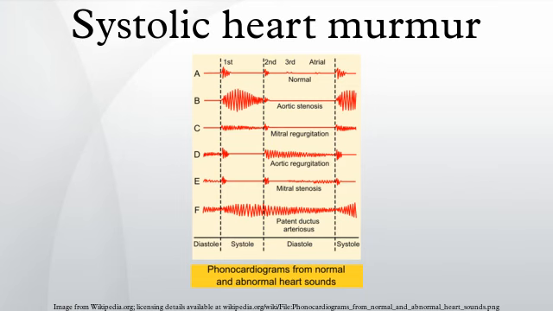Holosystolic murmurs start at S1 and extend up to S2. They are usually due to regurgitation in cases such as mitral regurgitation, tricuspid regurgitation, or ventricular septal defect.